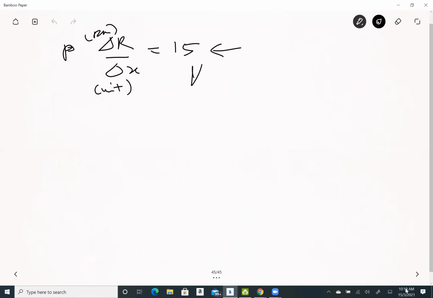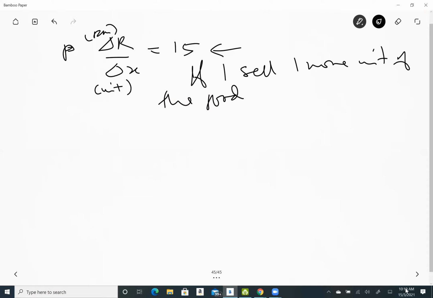So if we sell one more unit, that is a per unit increase. That's a one unit increase, one more unit of the good X. The revenue will increase by how much? By 15 RM. So that is the interpretation of the marginal revenue.